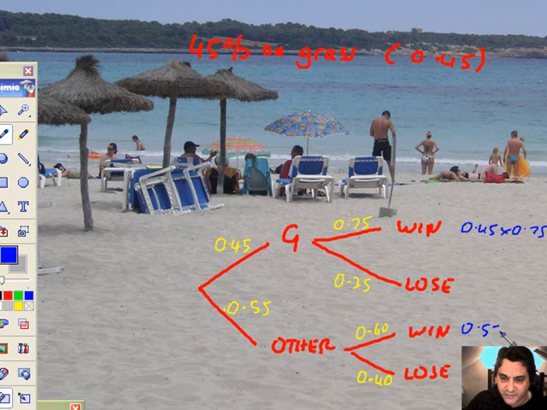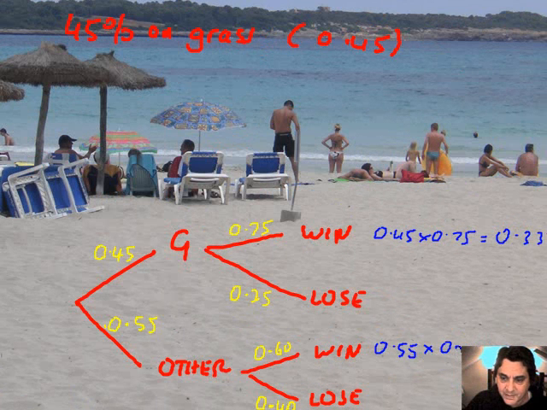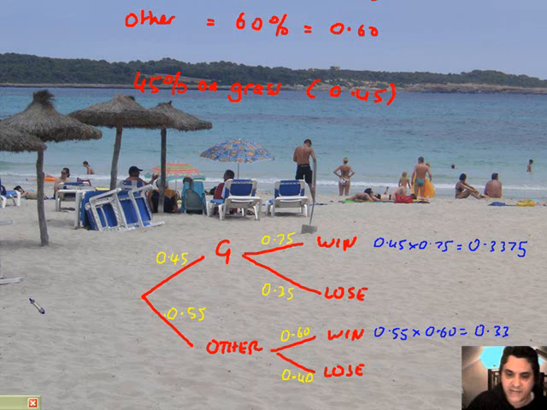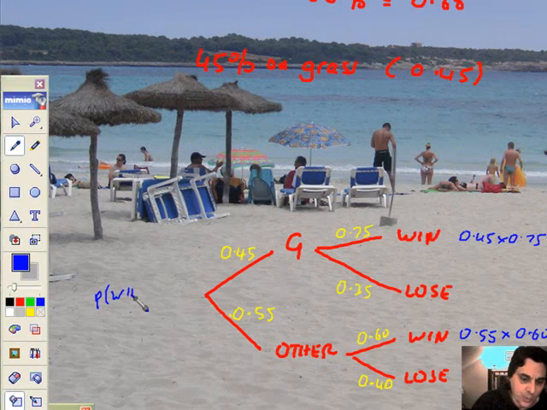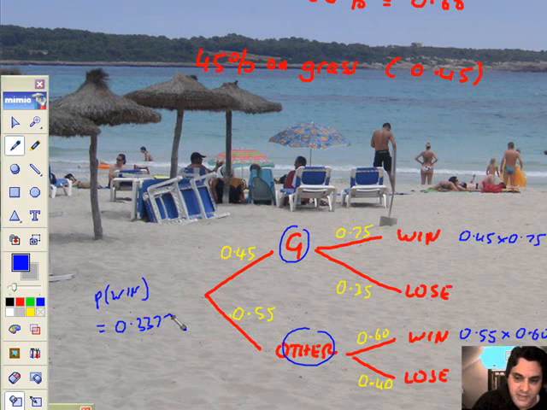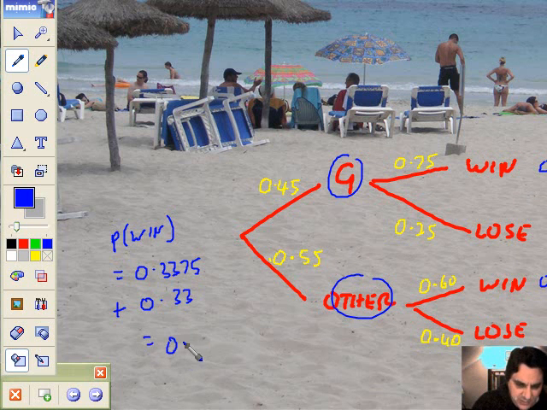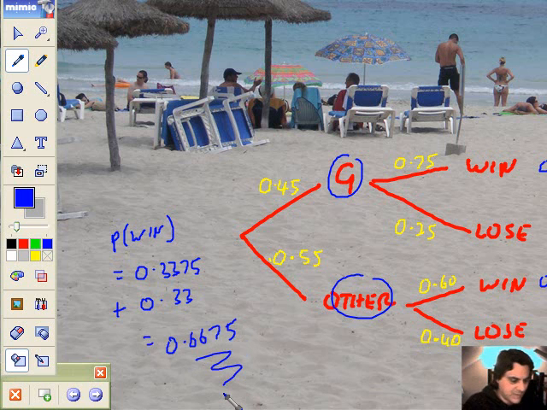So it's 0.55 multiplied by 0.6, and we have 0.55 multiplied by 0.6 gives us 0.33. So therefore, the probability of a win, whether it be on grass or on some other surface, is going to be 0.3375 or 0.33, and that will give us 0.6675, and that, my friends, is the answer to that one.